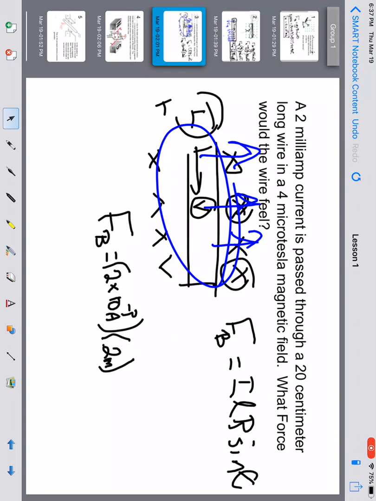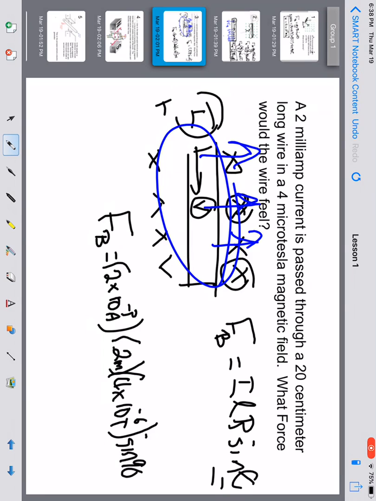Let's bring this down here. Okay, goes back to our pen. So this is, again, 4 microtesla, remembering that micro is 10 to the negative 6 Tesla. And our angle is still going to be 90 degrees. So it's going to be sine 90, which we can write, or not, because we all know it's going to be 1. So this becomes 2 times 10 to the negative 3, 4 times 10 to the negative 6.